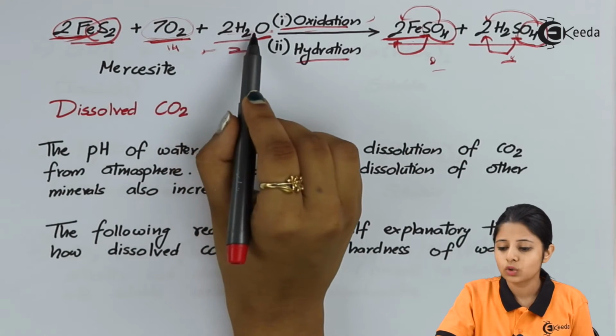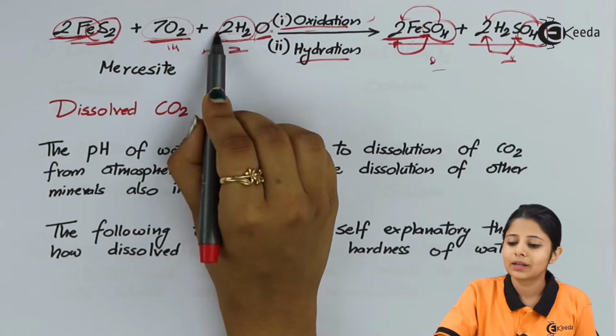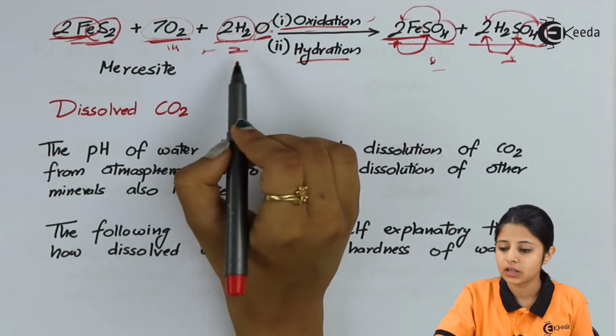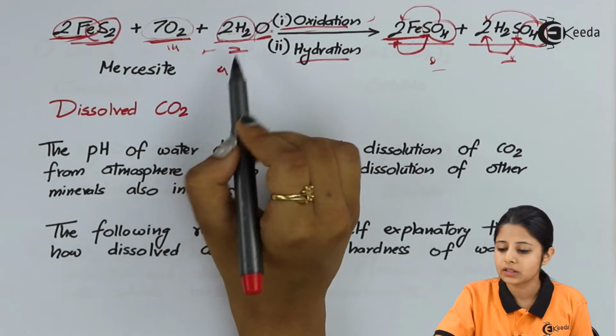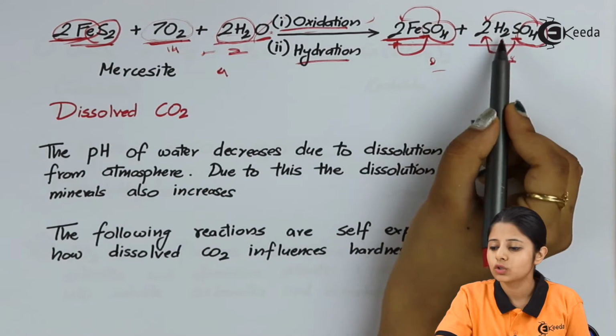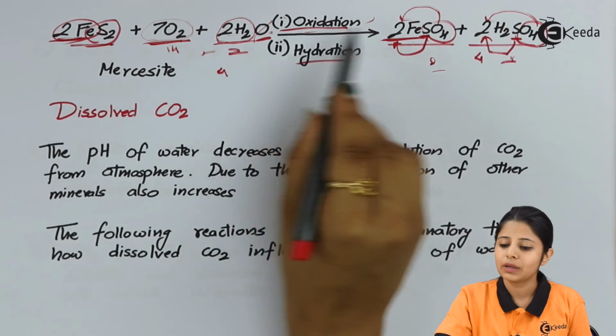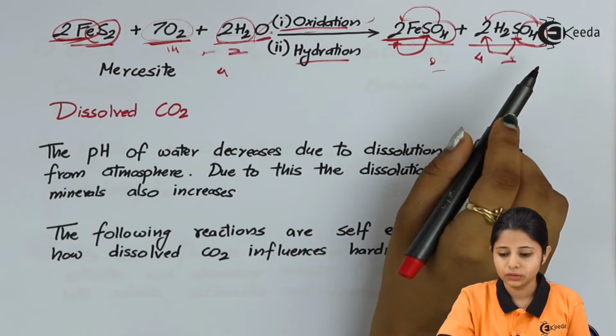Finally we have 2H2O, out of which the oxygen is balanced. The only thing which is remaining to get balanced is my hydrogen. That is, I have 4 hydrogens on my reactant side, because it is 2 into 2, which is 4. And over here also I have 2H2, that is 2 into 2, that is 4 hydrogens on the product side. Thus this is my entire balanced reaction over here.